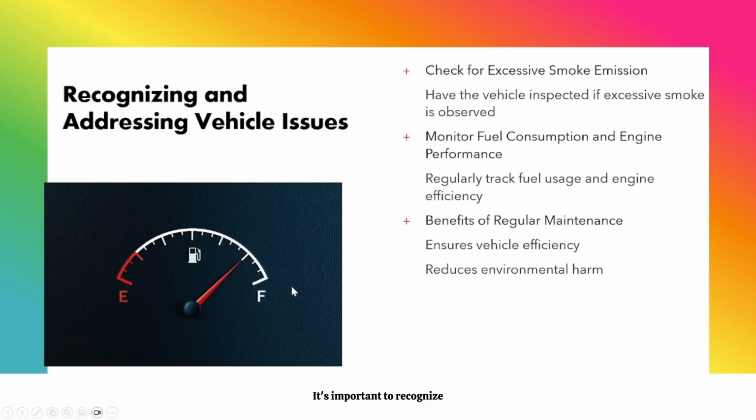It's important to recognize and address vehicle issues as early as possible. So check for excessive smoke emission, for example. Have the vehicle inspected if excessive smoke is observed. Monitor fuel consumption and engine performance. Regularly track fuel usage and engine efficiency. It's about checking your mileage and being conscious of how much fuel is being consumed. And if you see variation, get it checked. Benefits of regular maintenance: it ensures vehicle efficiency and it also reduces environmental harm.